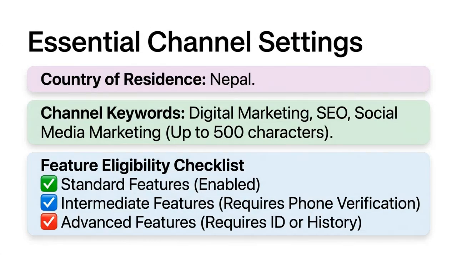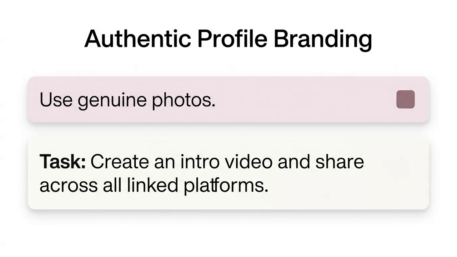Don't forget the Feature Eligibility tab. Standard features are enabled by default, but to upload videos longer than 15 minutes or to use custom thumbnails, you must verify your phone number. Later, you will need advanced verification for monetization, so it's best to know these tiers exist now. Across all these platforms, use a genuine, high-quality photo of yourself to build trust.